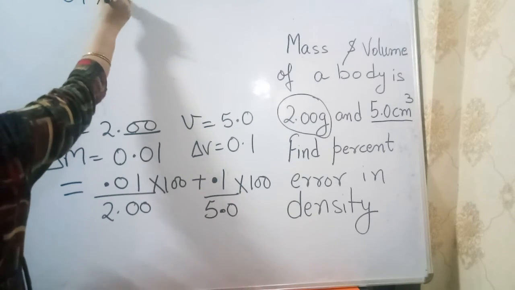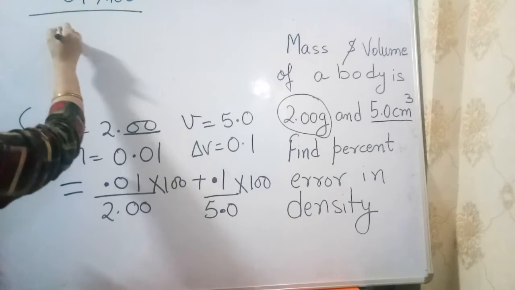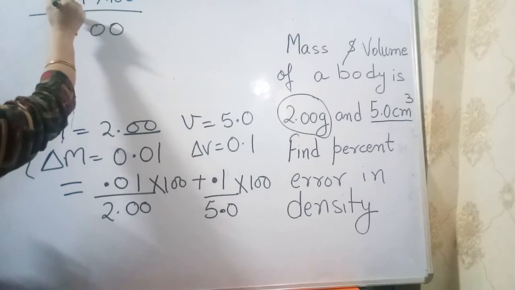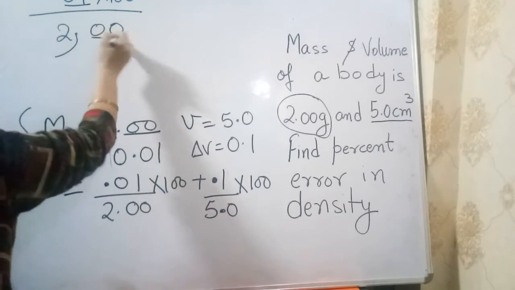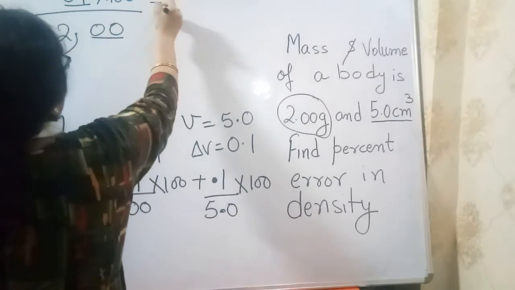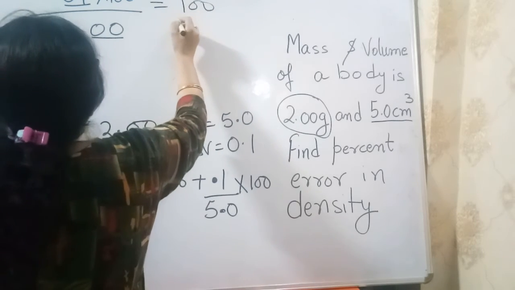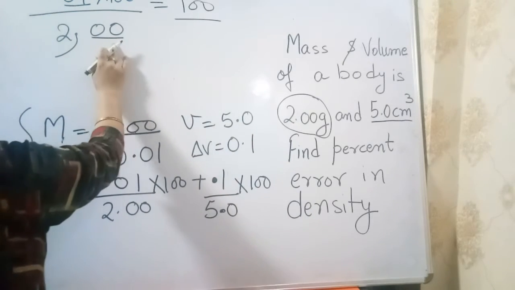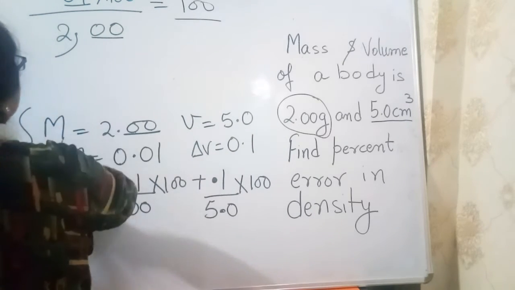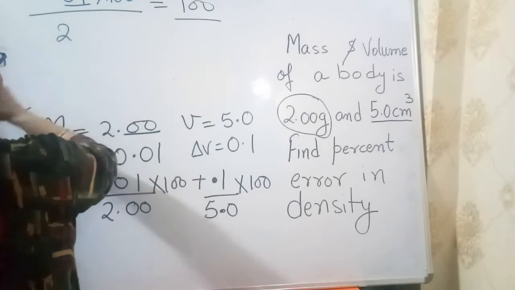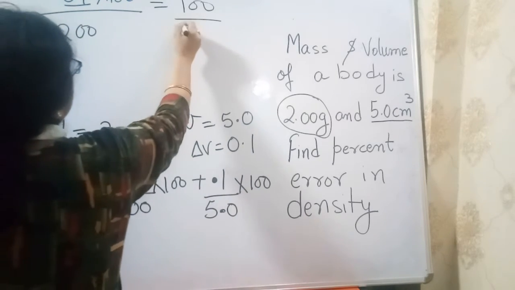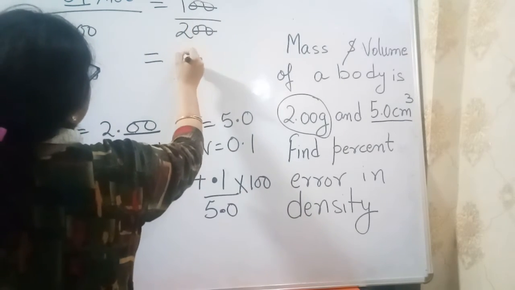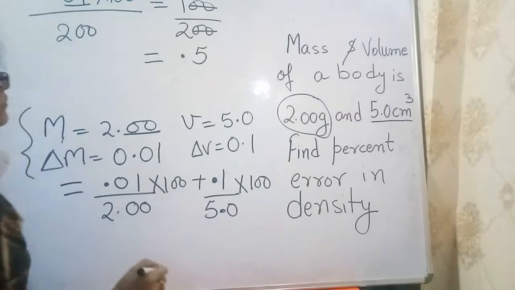0.01 into 100 over 2.00. Clear? Remove these 2 digits, remove these 2 digits. Clear? So we have 100 over, but it is after the point, so we just cancel it and it becomes 200. That means 200. This gets cancelled and after solving that we get 0.5.